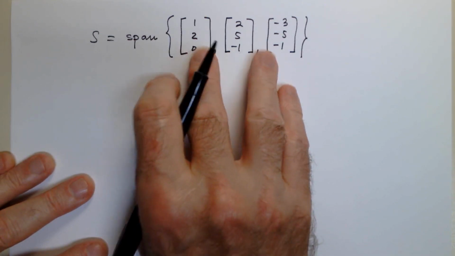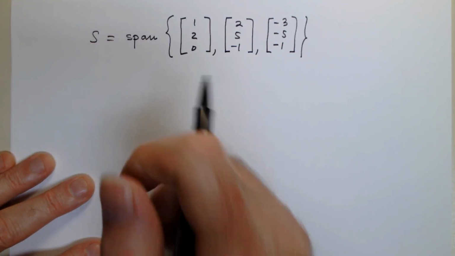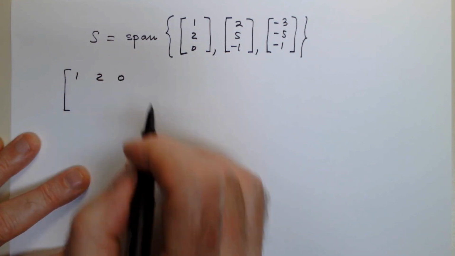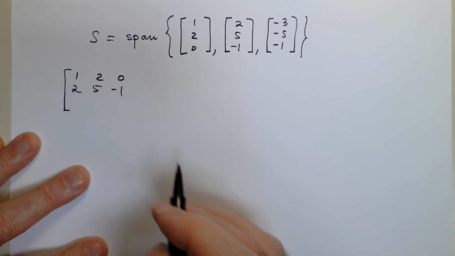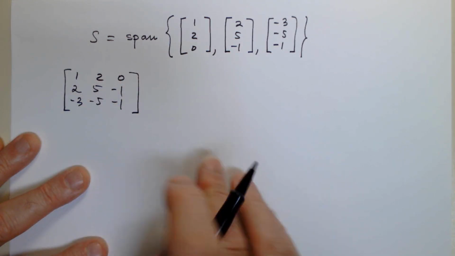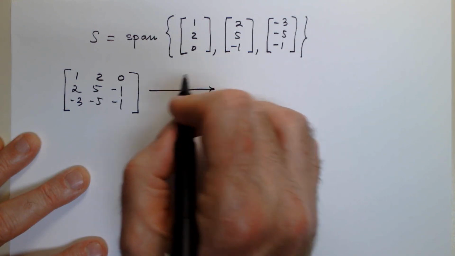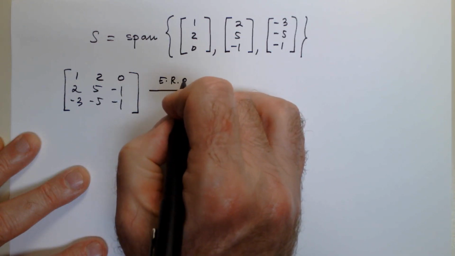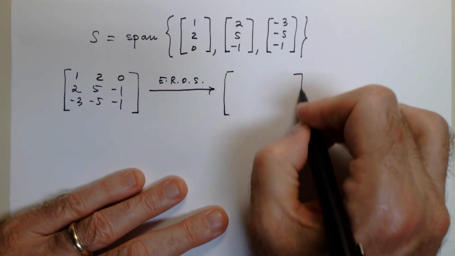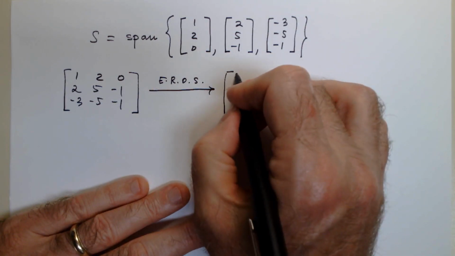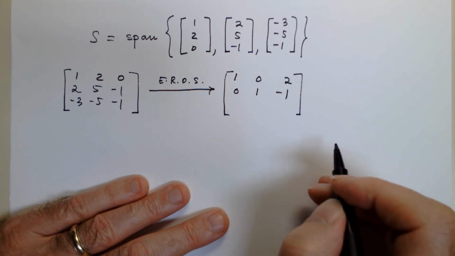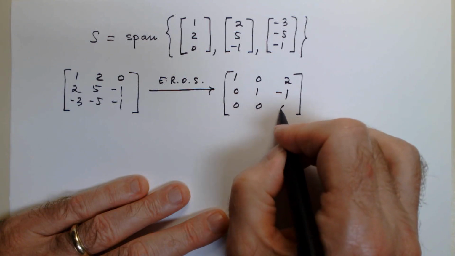So our first method is to take the vectors as they're given to us and feed them in as the rows of a matrix. So our matrix will consist of the rows 1, 2, 0, 2, 5, -1, and -3, -5, -1. Now we're going to row reduce this matrix. We'll go through a sequence of elementary row operations, and we'll put this matrix into its reduced row echelon form. Now I've done this, and the reduced row echelon form consists of the first row 1, 0, 2, the second row is 0, 1, -1, and the third row consists entirely of zeros.